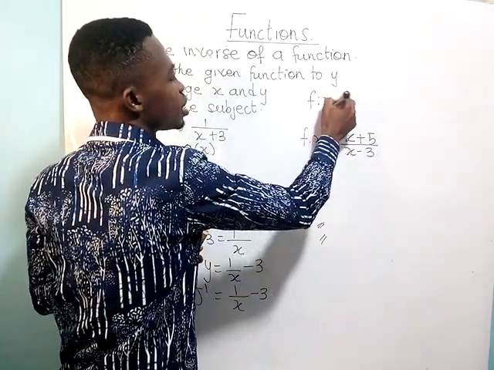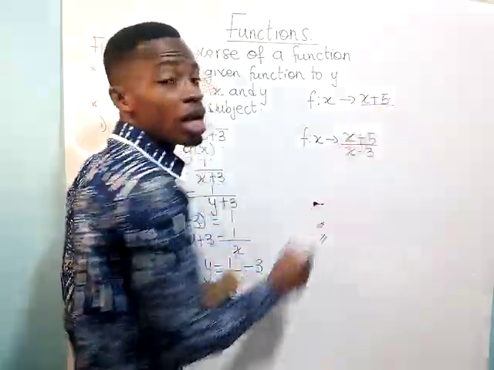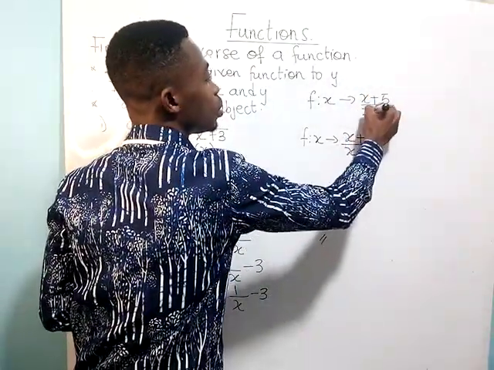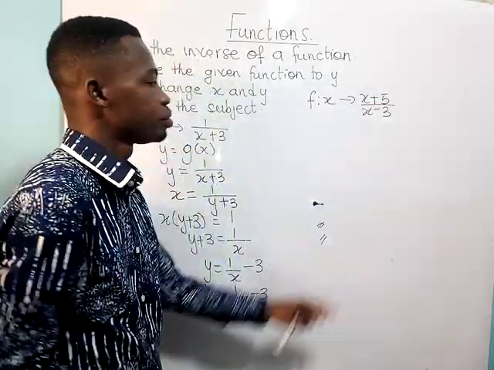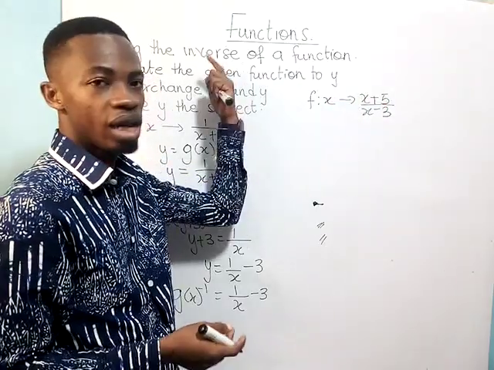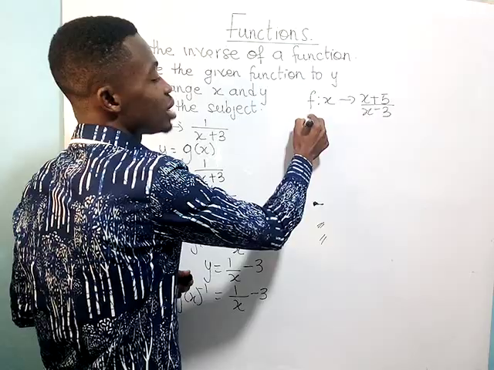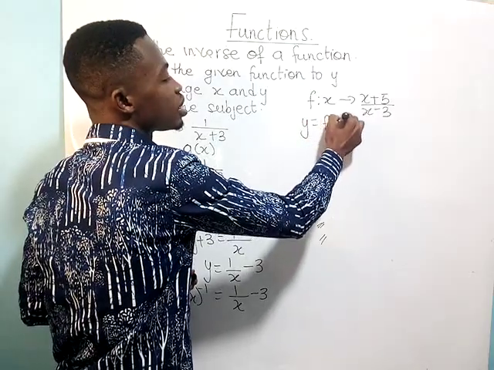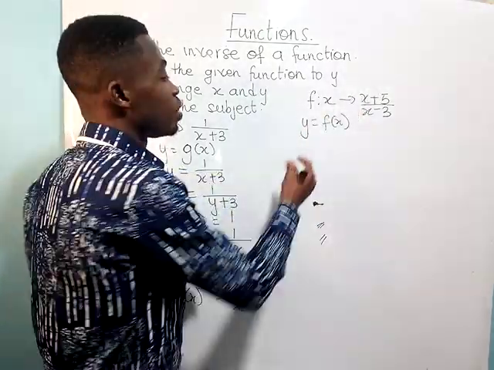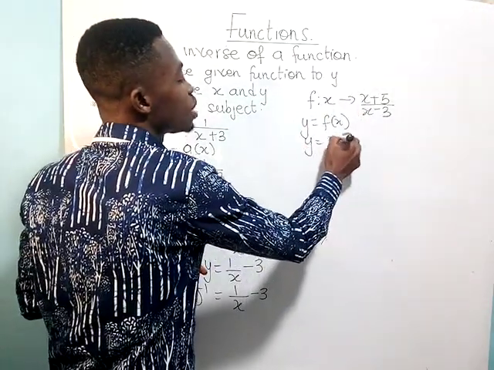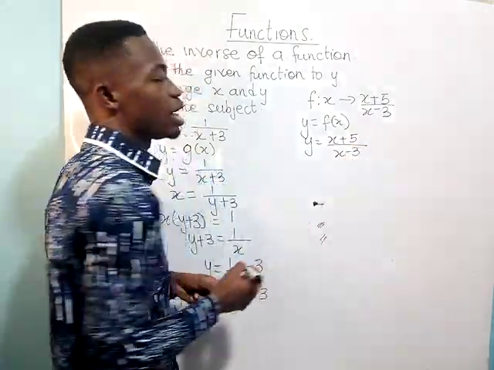Let's come to this side. This is the given function where we have x plus 5 on x minus 3. So as we learned earlier, we equate the function to y. So we say let y equal to f of x. And our f of x is x plus 5 on x minus 3. So we have y is equal to x plus 5 on x minus 3.